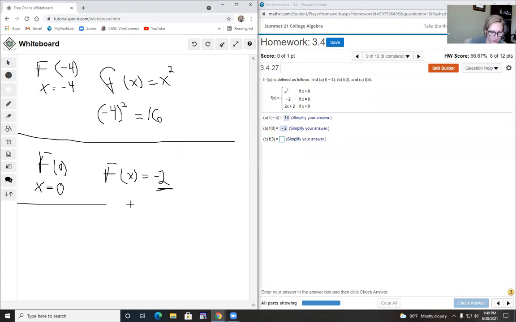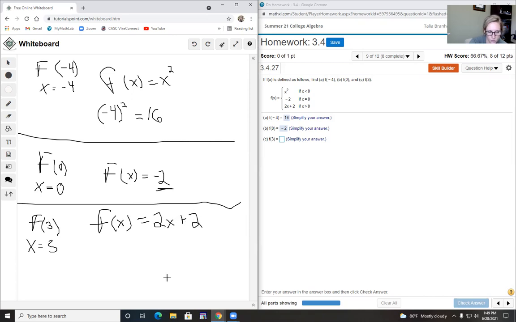Okay, and then our last one is f of 3. I bet you can't guess which one we're going to use on this. So that means x equals 3. So when x equals 3, that's greater than 0, so we're going to use f of x equals 2x plus 2. And we're going to substitute our x in here, so we're going to have 2 times 3 plus 2, so we'd have 6 plus 2, which is going to leave us with 8.